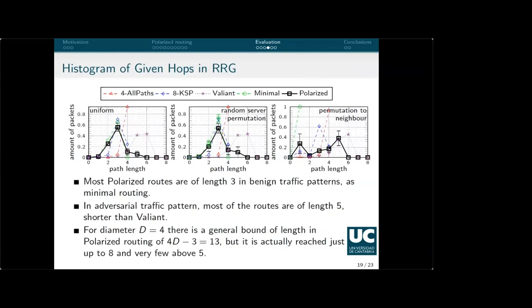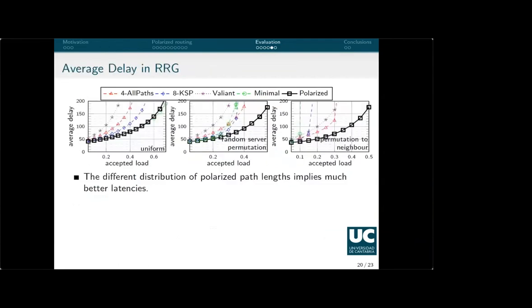Having more routes of length 5, this is less than the 6 in Valiant, but also exploiting the single hop paths as much as possible. In any case, under polarized routine, very few packets employ 6 or more hops. Thus, even if some routes can get quite long, most have very adequate values for the circulating traffic. This adequacy in the length of the routes implies very low average latencies. It is only marginally larger than minimal routing for uniform traffic and notably better for the other scenarios.